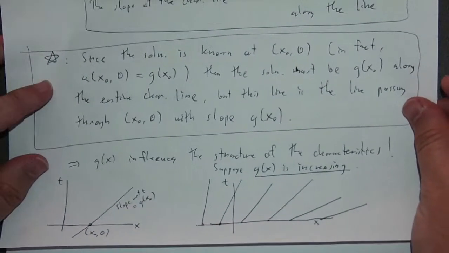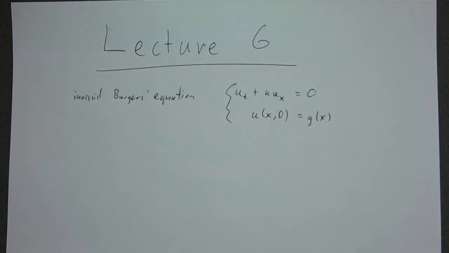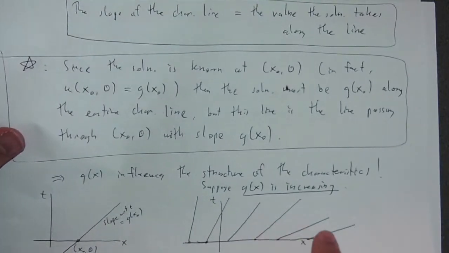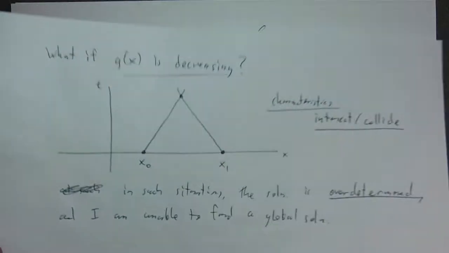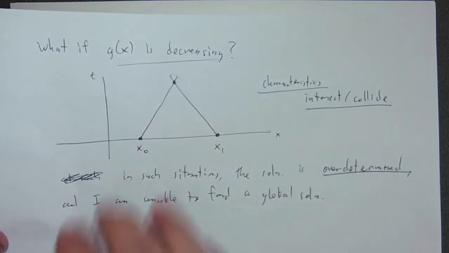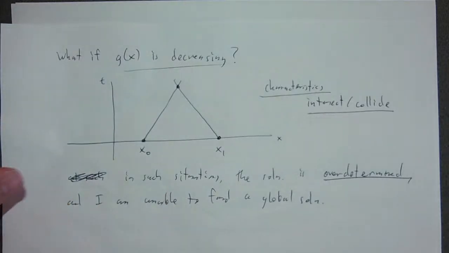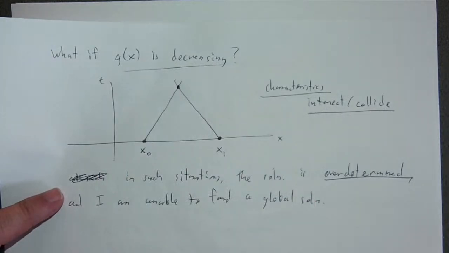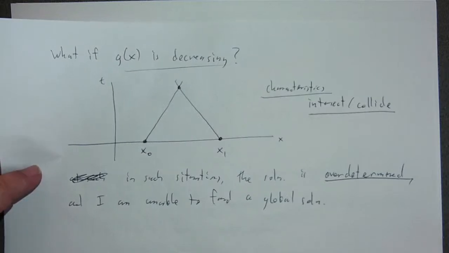In our picture, if I had chosen a g that was increasing, maybe my characteristic picture would look like this. But if I chose a g that was decreasing, like g of x equal to minus x, for instance, you get something like this where characteristics actually collide. I'm not saying this is exactly what the picture looks like for the examples I gave, but something like this is necessarily going to occur. You're going to have some points of collision between these characteristics, and why is that a big deal?